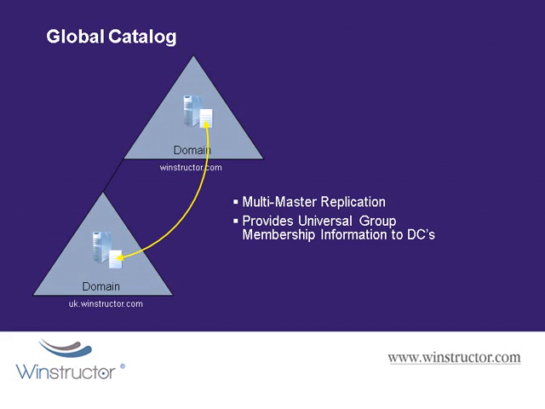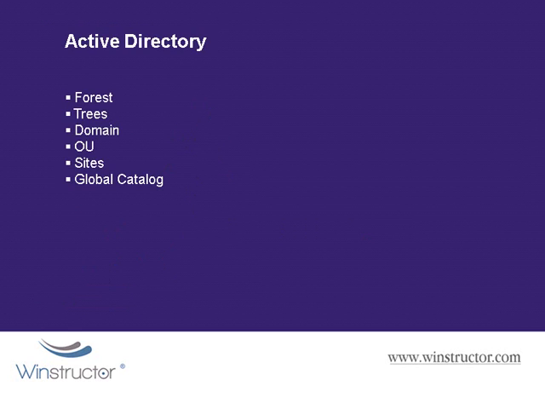And the Global Catalog server also enables users to log onto a network by providing universal group membership information to domain controllers. If the Global Catalog is not available, then the user will only be able to log on locally unless the site has been configured to cache universal group membership lookups.